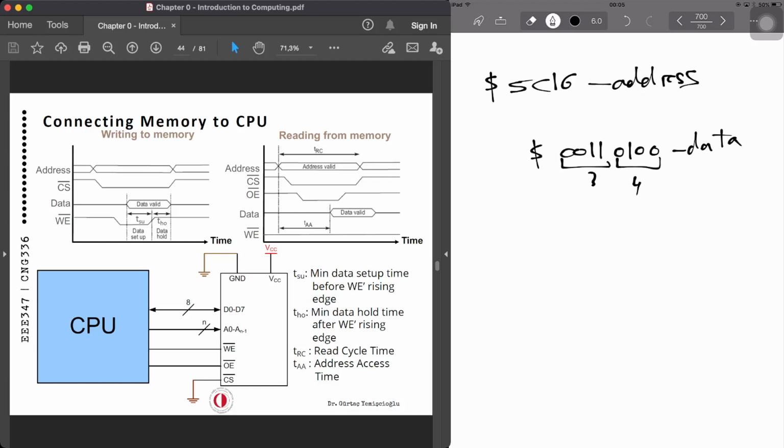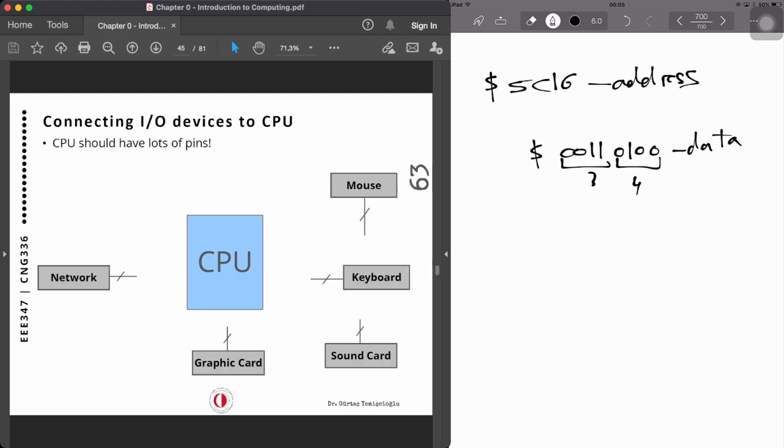Now, like we connect memories, we can also connect I/O devices to the central processing unit. So the CPU should have lots of pins around it, like connecting mouse, keyboard, sound card, graphic card, network cards, different types of I/Os, memories. Everything has to be connected to the CPU so that the CPU controls all of those.